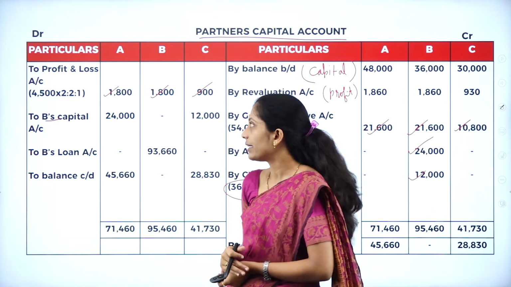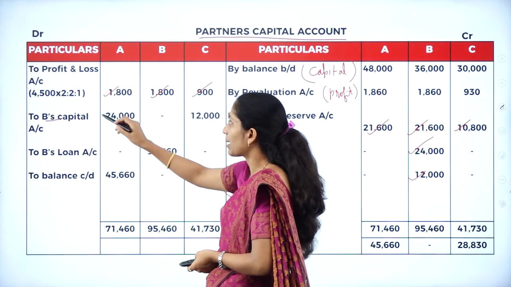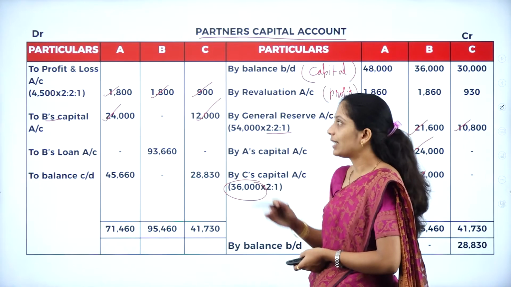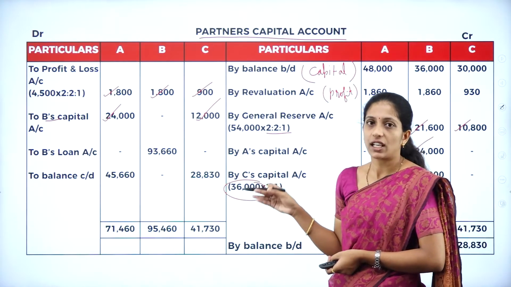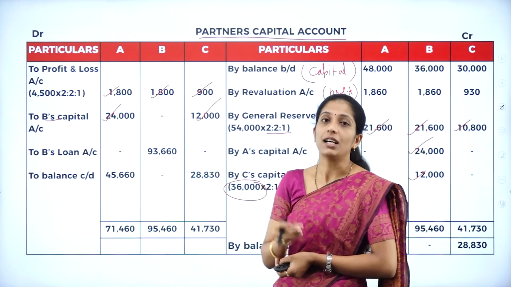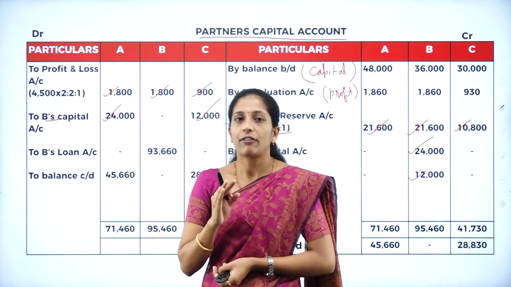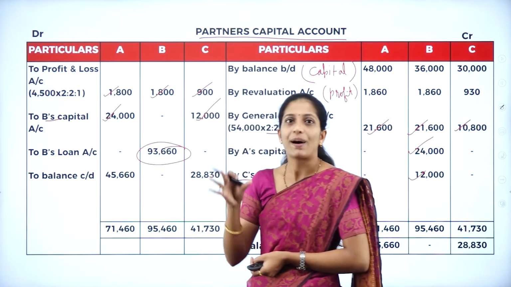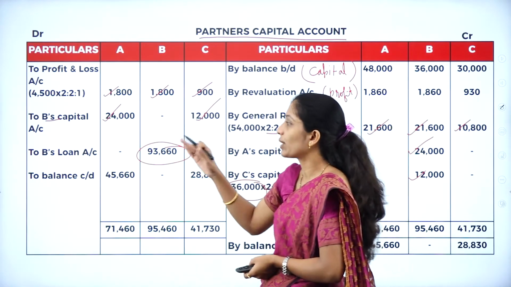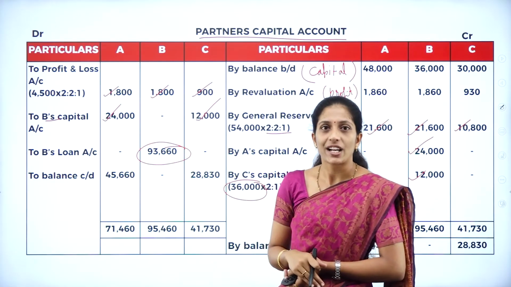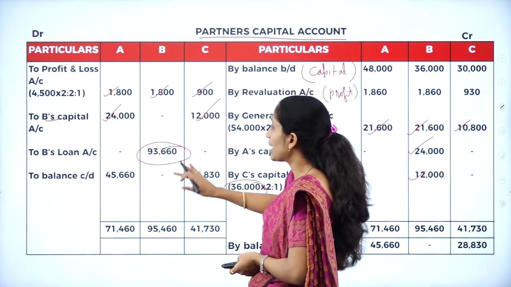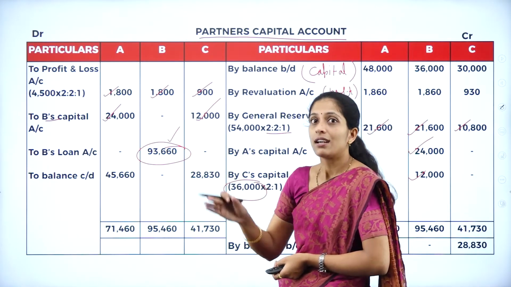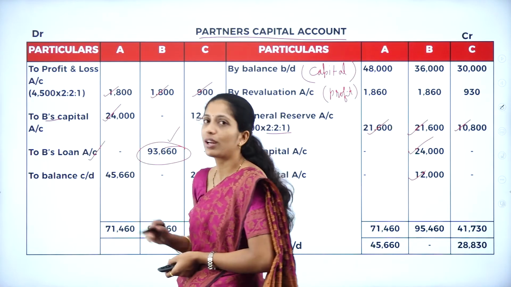The next part of the entry is what? To retiring partner's capital account, write in A's column and C's column. Now here the difference is that the balancing figure, what you used to do in admission of a partner, you will carry down that balance. Now here be careful. The retiring partner's balancing figure has to be transferred to his loan account. Now the retiring partner is B, right? So if you balance, you'll get a balancing figure of B of 93,660. Transfer that amount to his loan account.